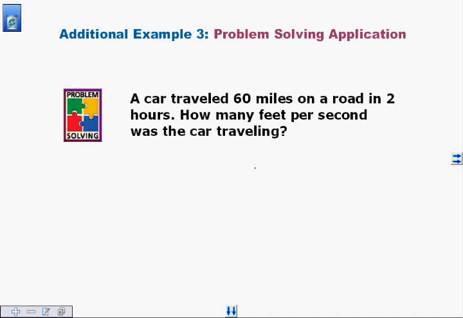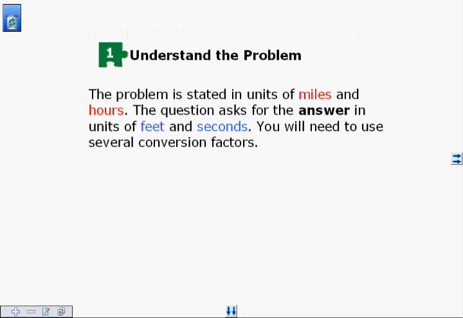Okay, so we're going to do a problem-solving application with this. Here's the question. A car traveled 60 miles on a road in 2 hours. How many feet per second was the car traveling? This one's a little different because you're having to convert more than one thing. We're going miles to feet and hours to seconds, if you notice. I'm going to take you through this problem-solving application step by step.